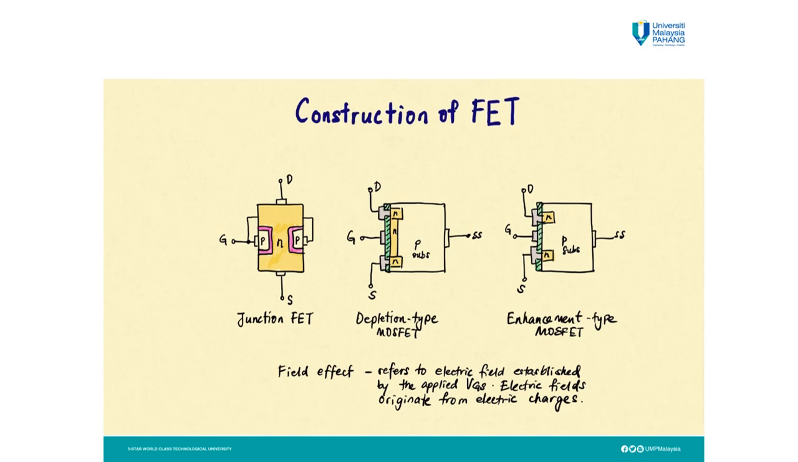Now let's take a look at the construction of the FET. The first one is the junction FET, the second one is the depletion type MOSFET, and the third one is the enhancement type MOSFET. Okay, can you see any difference between these three transistors? Of course, you can see the junction FET is much different compared to these two, and the MOSFETs are almost similar.